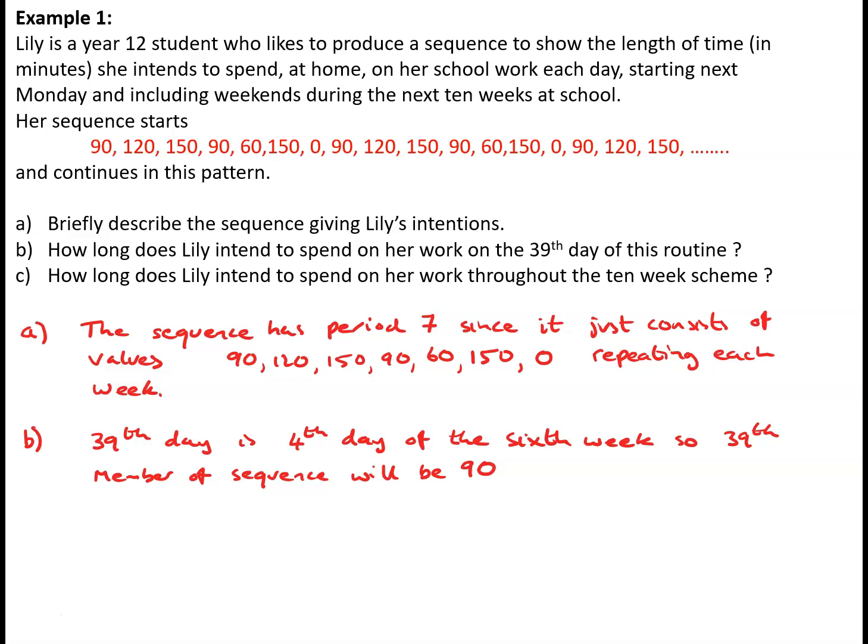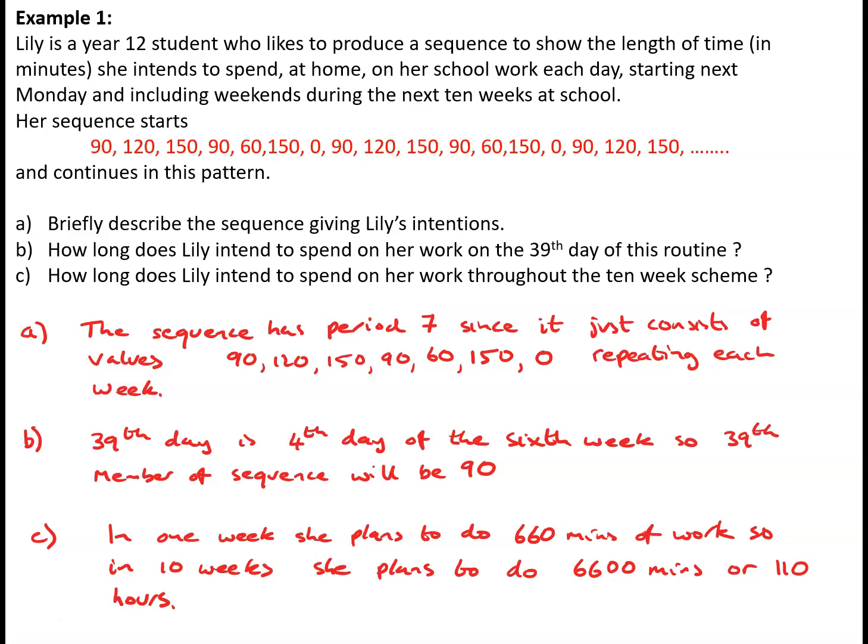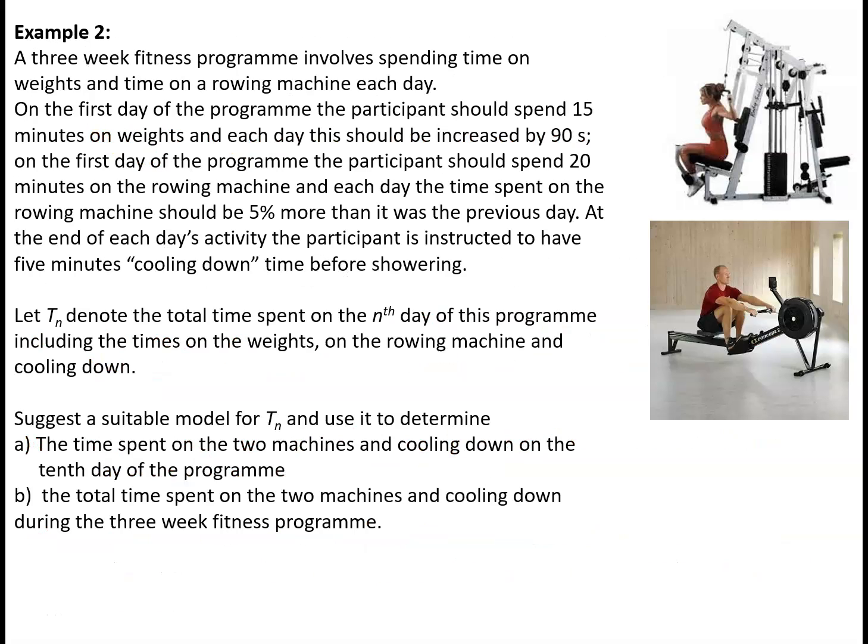How long does Lily intend to spend on her work throughout the 10-week scheme? Well, in 1 week she plans to spend 90 plus 120 plus 150 plus 90 plus 60 plus 150 plus 0. In other words, 660 minutes on her work. So in 10 weeks she plans to do 6,600 minutes, or if you like, 110 hours of work.